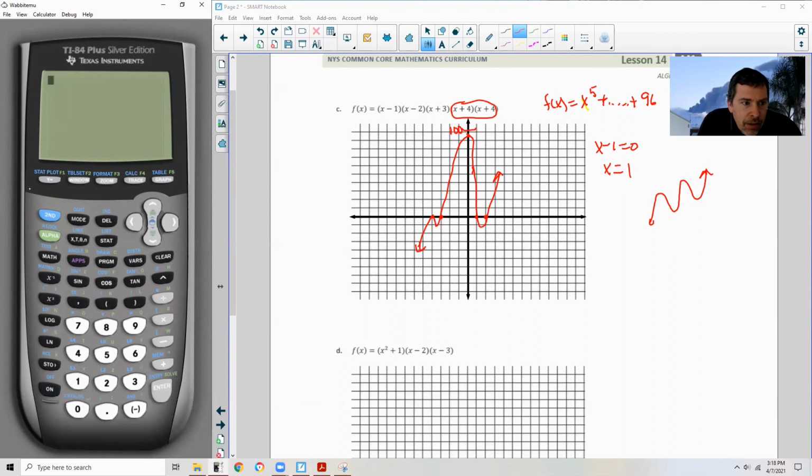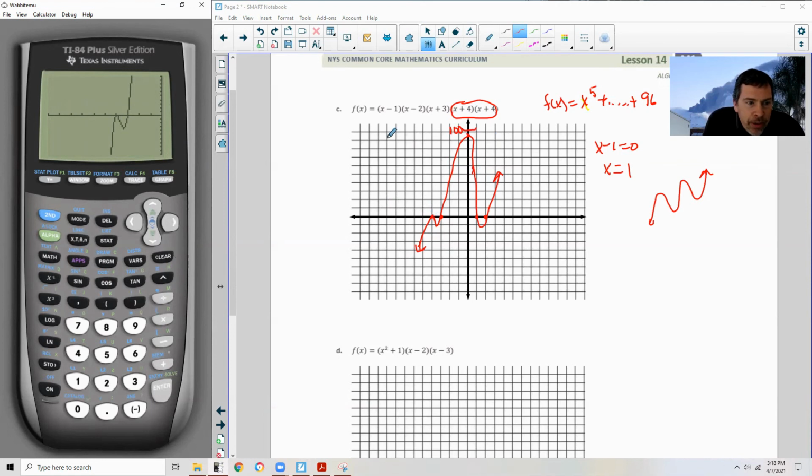So when I turn my calculator on and go to y equals and graph this, then it's just x minus 1 times x minus 2 times x plus 3 times x plus 4, and I can just put a squared there for those two x plus 4s and hit graph. So my window is definitely not in the right place, but there's my double root right here, and here's where it crossed at negative 3 and went up.